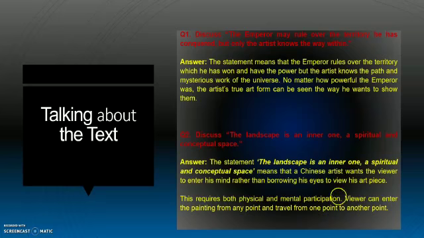Now, this requires both physical and mental participation. The viewer can enter the painting from any point and travel from one point to another, meaning the painting by a Chinese artist has different points we can look at and imagine and understand. It doesn't have just one meaning. This is the second question.